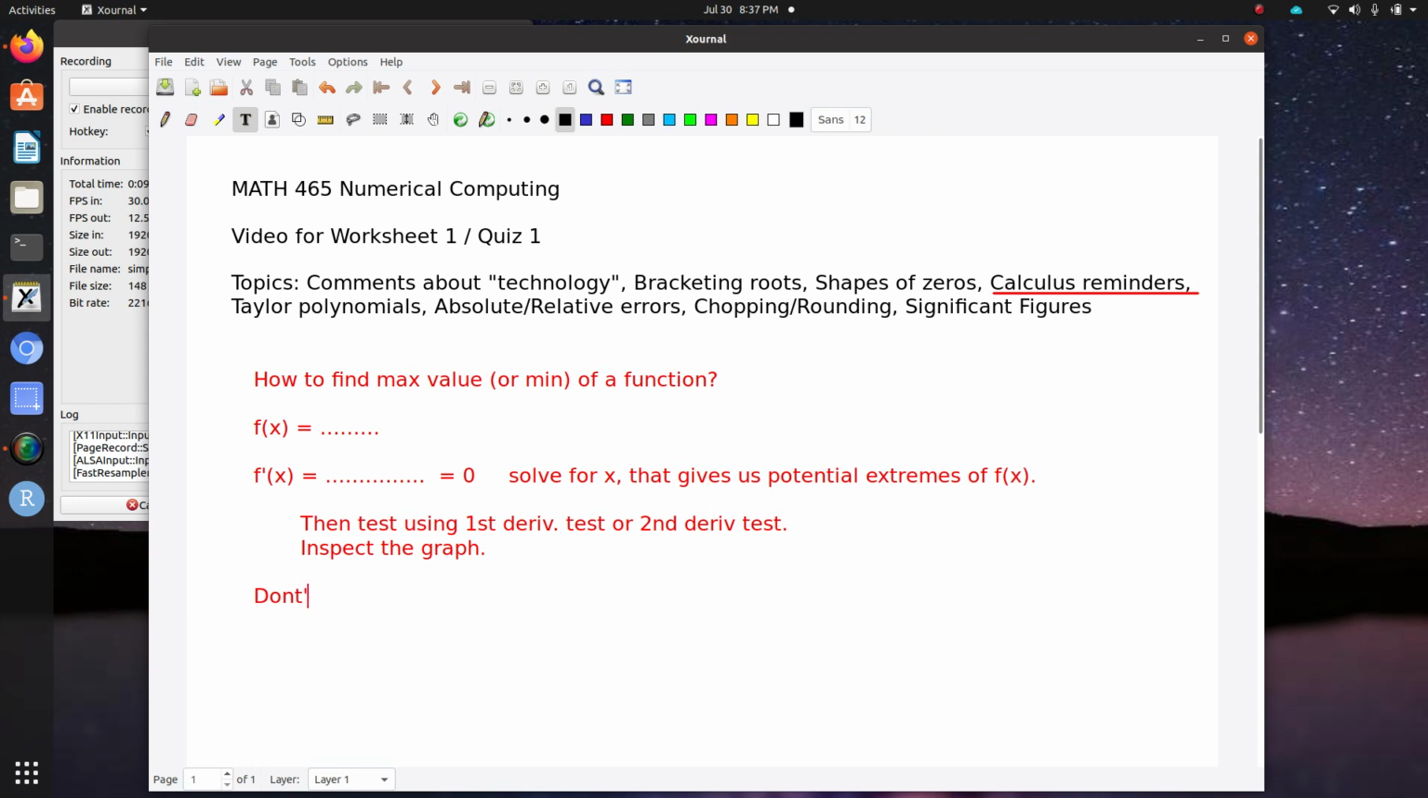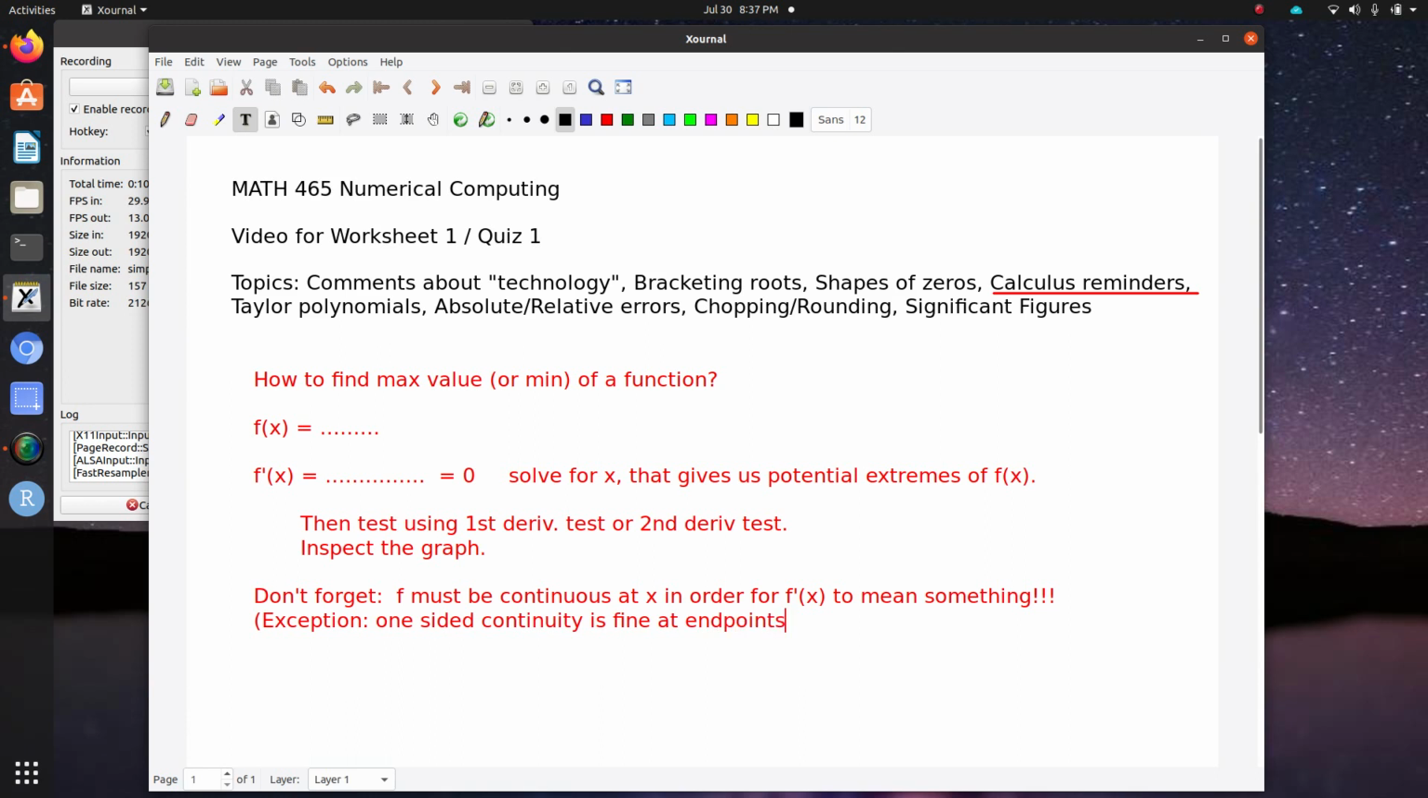Don't forget, f must be continuous at x in order for f of x to mean something. There's an exception: one-sided continuity is fine at the endpoints of your domain.